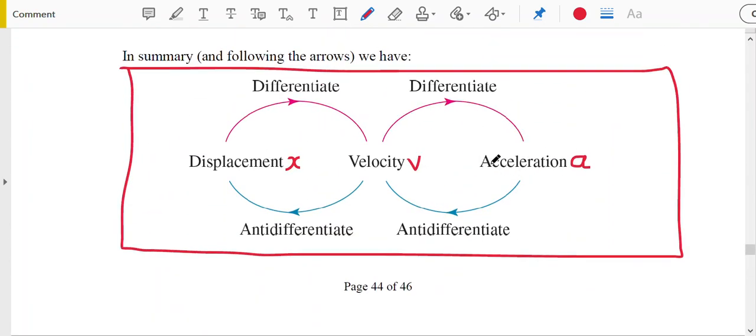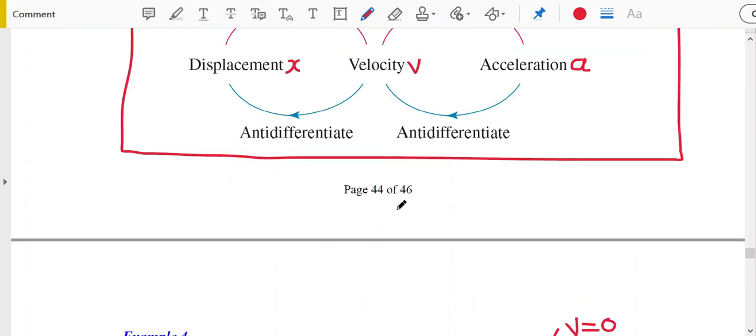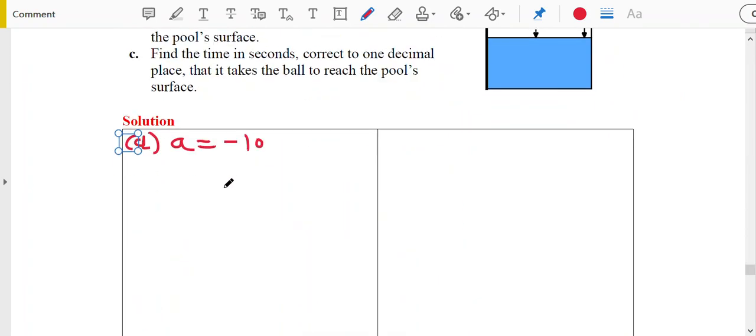So let's go back to this diagram here. If I've got acceleration, how do I move to velocity? So it says to anti-differentiate. Okay, so let's anti-differentiate. I want to find velocity. So v equals the antiderivative of acceleration, which is minus 10 dt with respect to time. So finding the antiderivative, minus 10 is just minus 10t plus c. Okay, so there's my velocity function. Velocity equals negative 10t plus c.